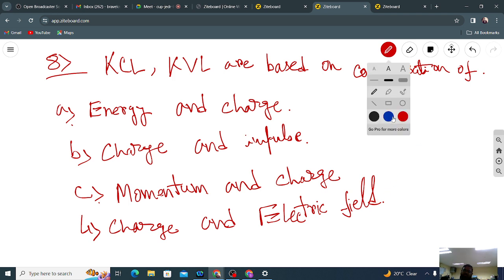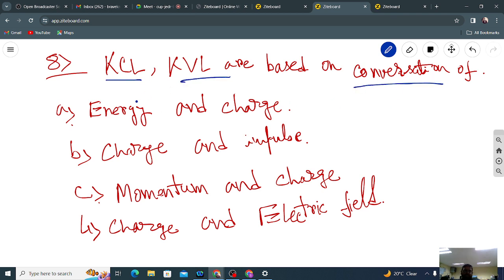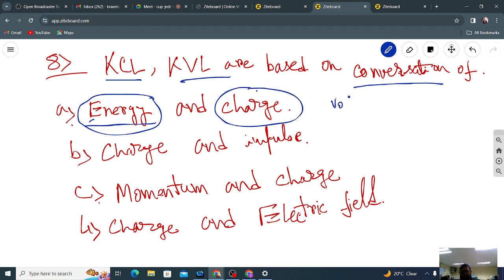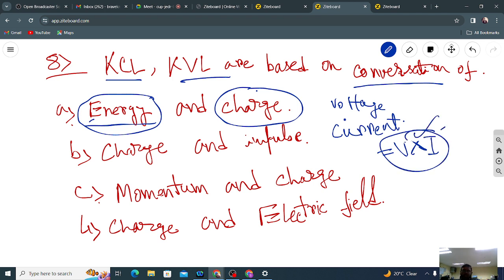So as discussed in the classes, KCL and KVL are based on conservation of the energy of the total system and also the charge, that is voltage and current. The energy is related to the power, so it is voltage into current. So that is based on charge and energy.